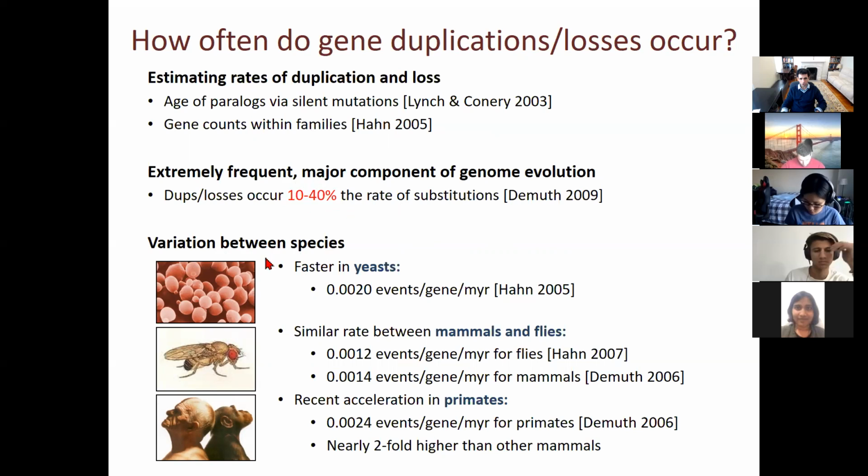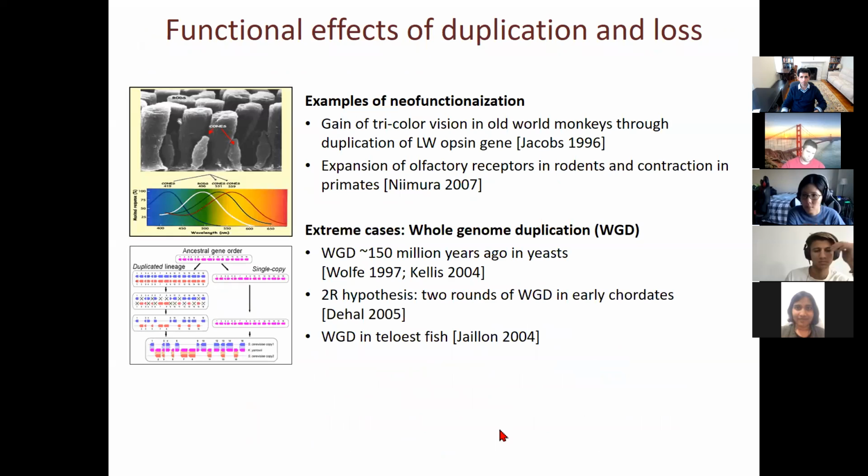And there's a lot of variation between species. So duplications are faster in yeast, with 2 events every 1,000 years, which again is enormous. And it's a similar rate between mammals and flies, with roughly one event every 1,000 years. And you basically have a recent acceleration of these duplications in primates with 2 events every 1,000 years. And that's nearly 2-fold higher than other mammals, suggesting that there have been some unique evolutionary pressures acting in the primate lineage.